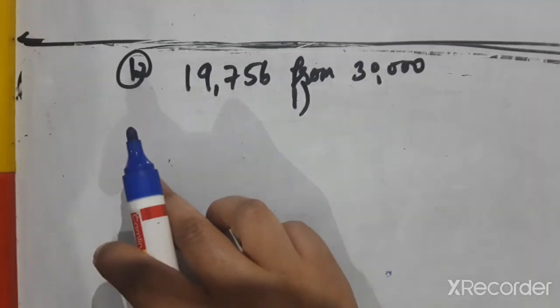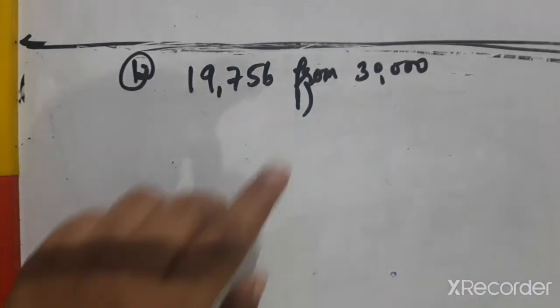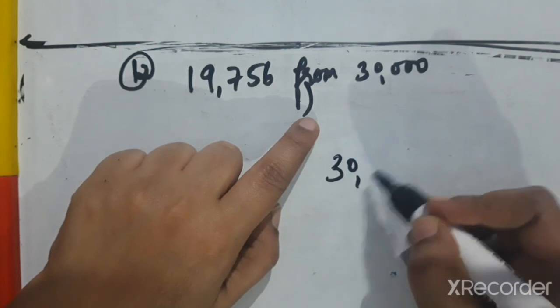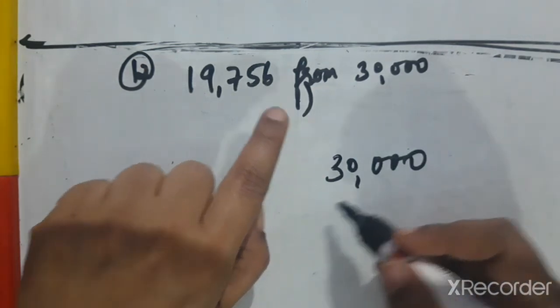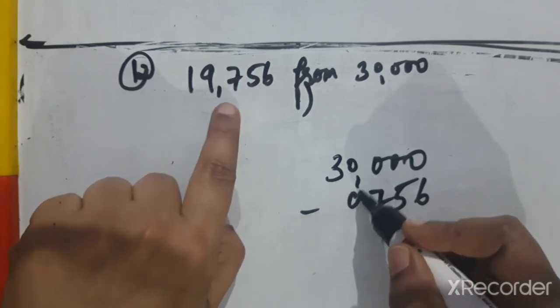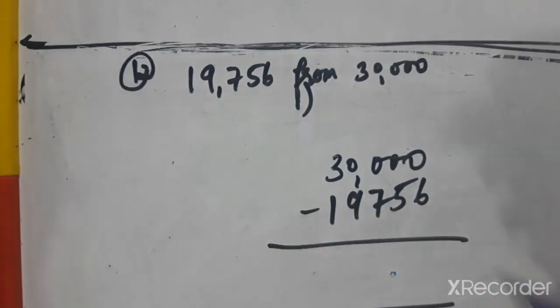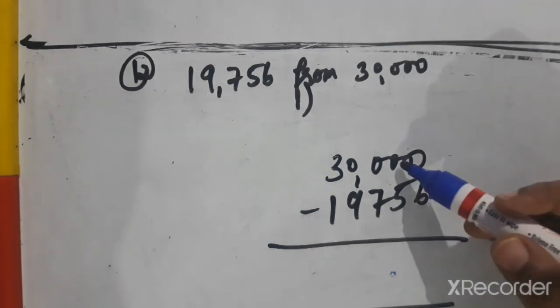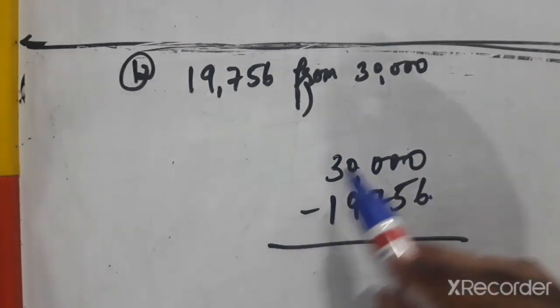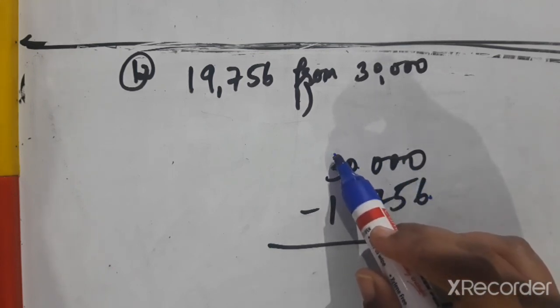Next, the 12th one, the last question, 19,756 from 30,000. The number given after "from", the greater number, we have to write first: 30,000 minus 6, 5, 7, 9, 1. Now 0 minus 6, we can't subtract. Here also 0, 0, 0. So borrow 1 from this number. Here there is no number to borrow, 0.